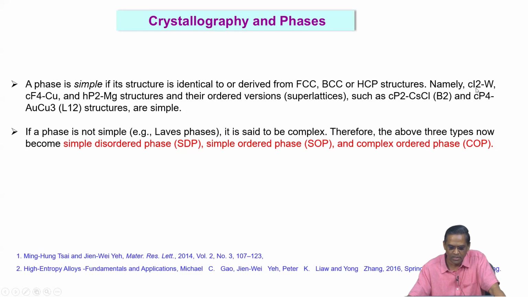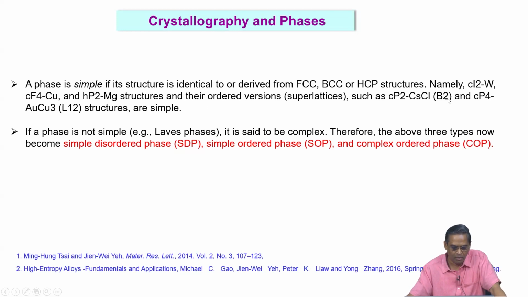And then the ordered version is superlattices such as Cp2 for cesium chloride, which is a B2 structure, and Cp4 for AuCu3, a gold copper alloy, which is an L12 structure. That is, the previous B2 is a BCC lattice and L12 is an FCC lattice. So you have sublattices.